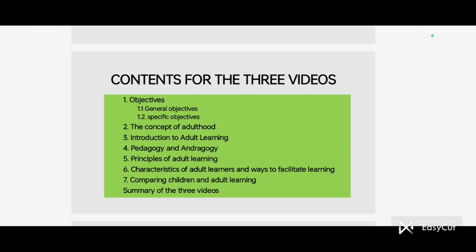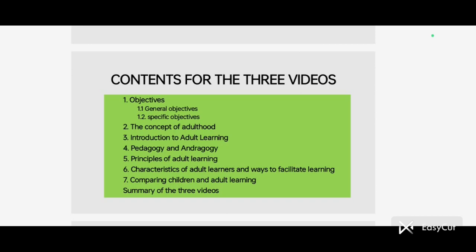In the first video, we are going to discuss the objectives, the general objectives and the specific objectives. Then in the second chapter of this video, we are going to discuss the concept of adulthood. Then we'll discuss the introduction part of adult learning, and then we are going to compare pedagogy and andragogy, and then we will see also principles of adult learning, and also we are going to discuss characteristics of adult learners and ways to facilitate learning considering the characteristics of adult learners. Then we will discuss comparing children and adult learning, and finally we'll have a summary of the three videos.